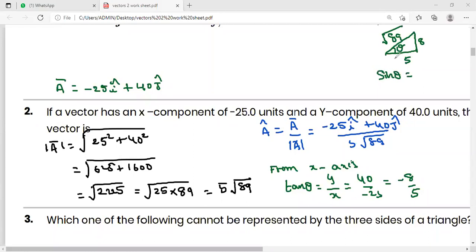Sin theta is adjacent by hypotenuse. So very good. Sin theta is opposite side by hypotenuse. That means 8 by 8 root 89. And what we can write for cos theta? Adjacent side by hypotenuse. That is 5 by root 89.